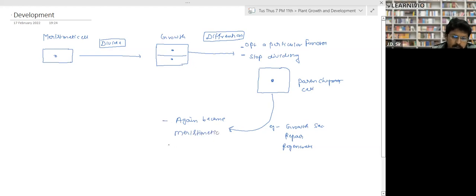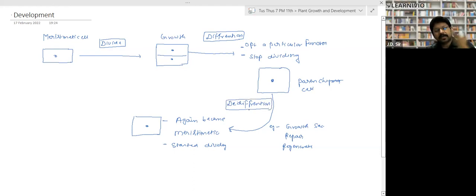दोबारा से उसने अपनी पुरानी कैपेबिलिटी को अटेन कर लिया और इट स्टार्टेड डिवाइडिंग, इसने डिवाइड करना शुरू कर दिया. अब हम इस प्रोसेस को क्या बोलेंगे, डिफरेंशिएशन का उल्टा हुआ तो हम कहेंगे ये डी डिफरेंशिएशन है. मतलब पहले सेल ने डिवाइड करना बंद कर दिया, कुछ काम ऑप्ट कर लिया, तो दोबारा मेरिस्टमेटिक से परमानेंट सेल बन गई, जैसे पैरेन्काइमा सेल, स्टॉप डिवाइडिंग एंड बिकम परमानेंट सेल, इसको हम डी डिफरेंशिएशन कहेंगे.